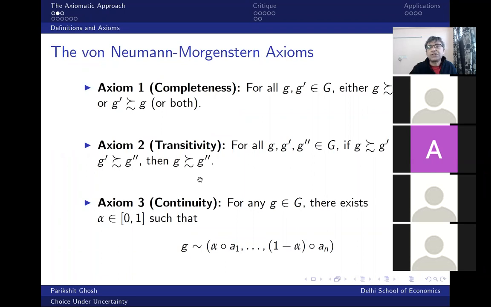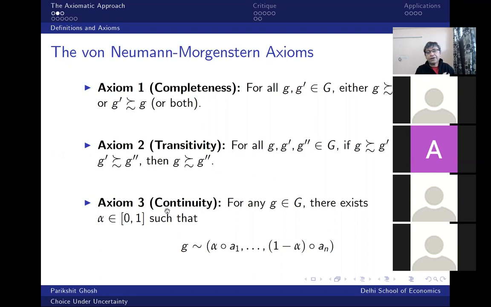Axiom 2, transitivity. Again, an old familiar friend. There's no hope of creating a theory of choice without the transitivity axiom, practically. So we'll assume that. And at the individual level, it seems like a reasonable assumption. This is ruling out loops, preferential loops. Okay, done with transitivity. Axiom 3, continuity.